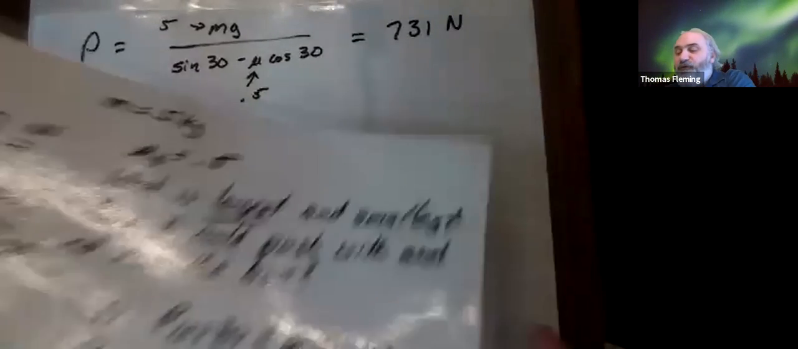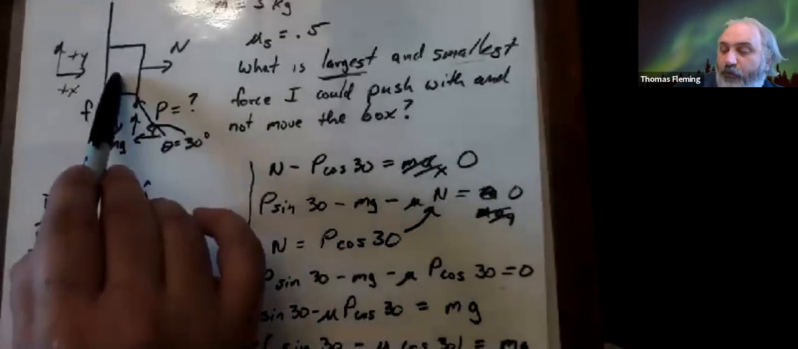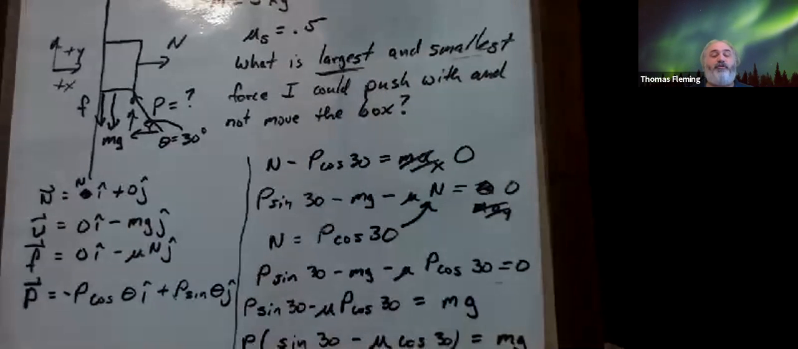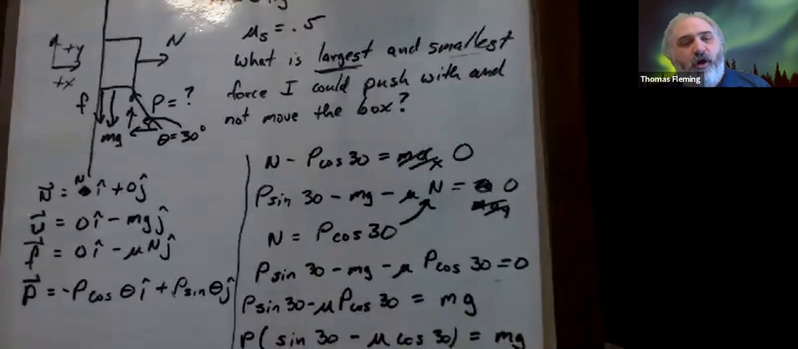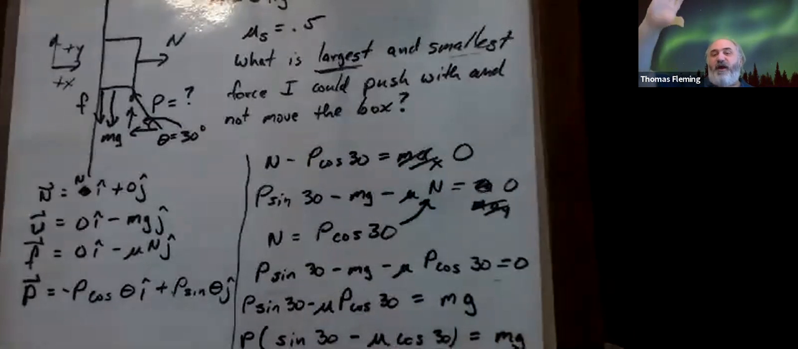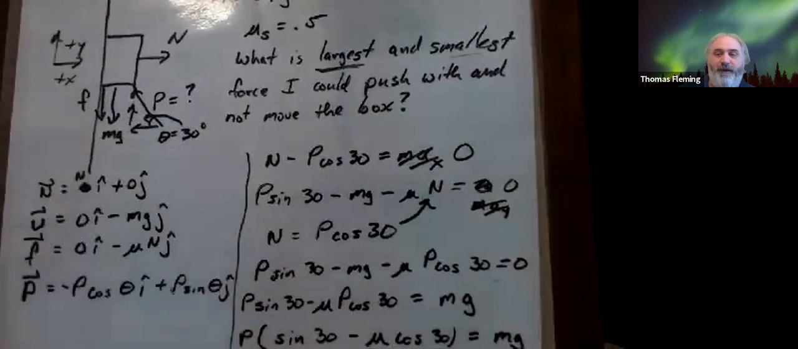So we've solved half of the problem. I know as long as it's less than 731, it won't go sliding up the wall. So 731 is the largest force that I can push with. But what about the smallest force that I can push with? Well, imagine that I don't push at all, right? If P was 0, if I don't push at all, then what's going to happen is the box wants to slide down the ramp. Imagine there's no push and no friction. It would definitely fall, right?